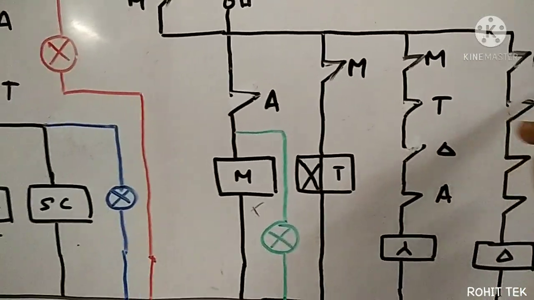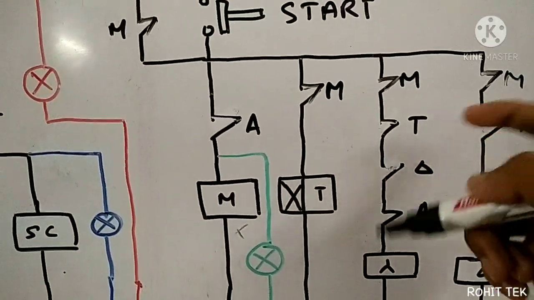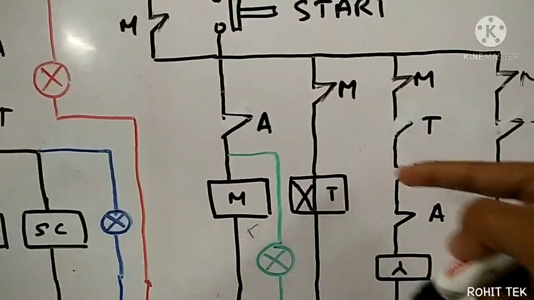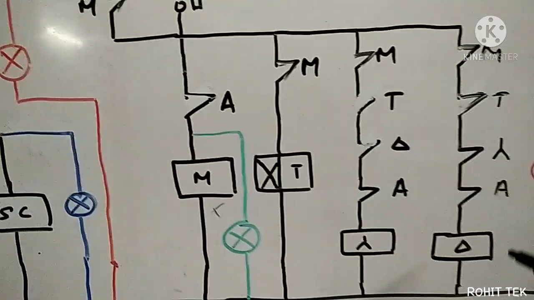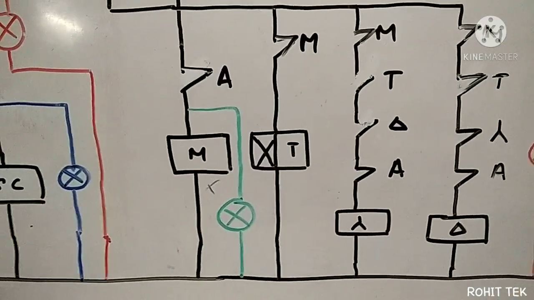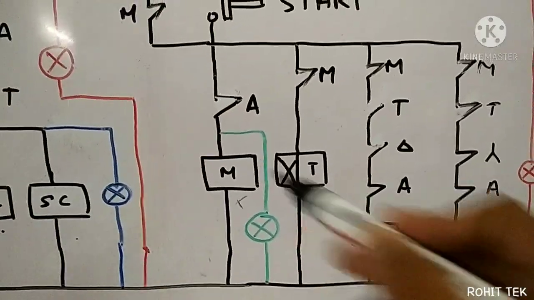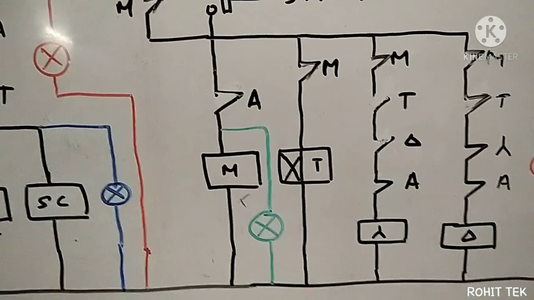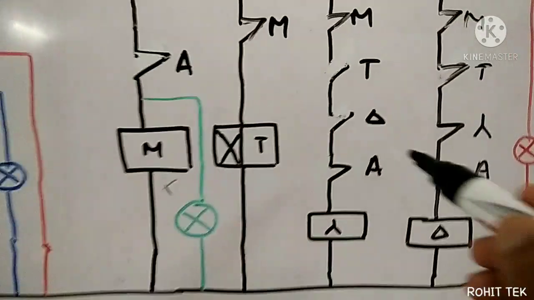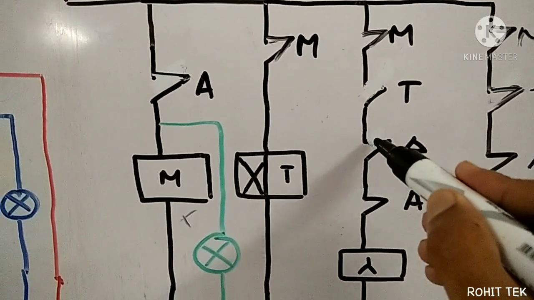After a delay, the state of the contact of the timer will change, meaning this will now become NO, this will become NC, and this delta contactor will get energized, and now the motor will run in delta configuration. As simple as that.